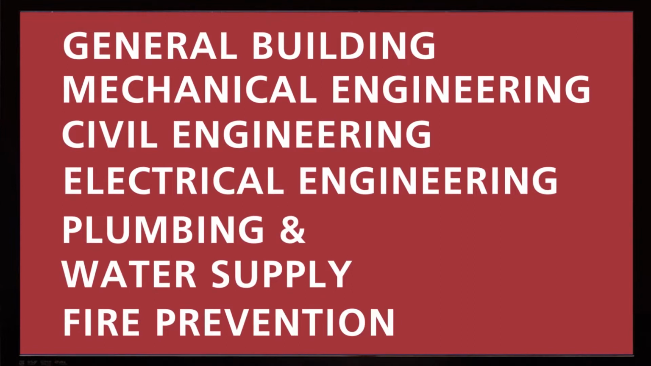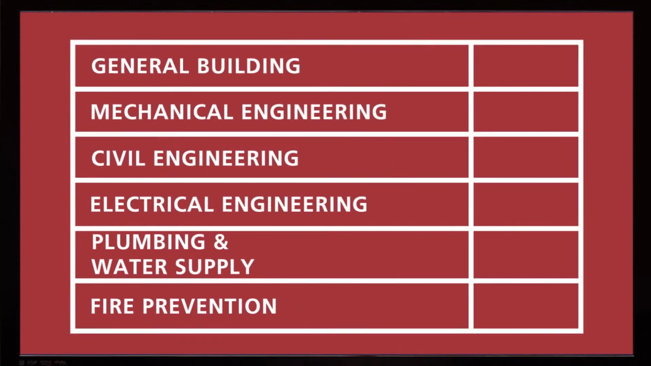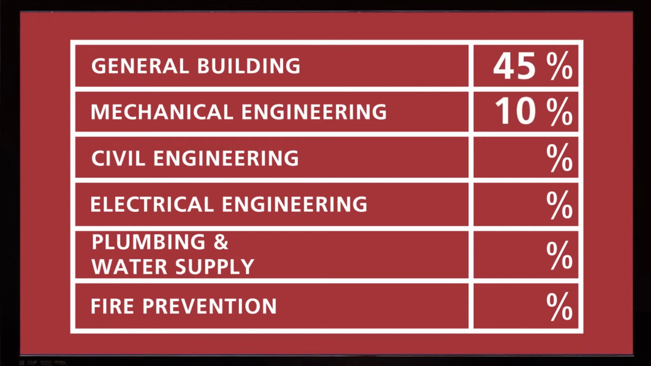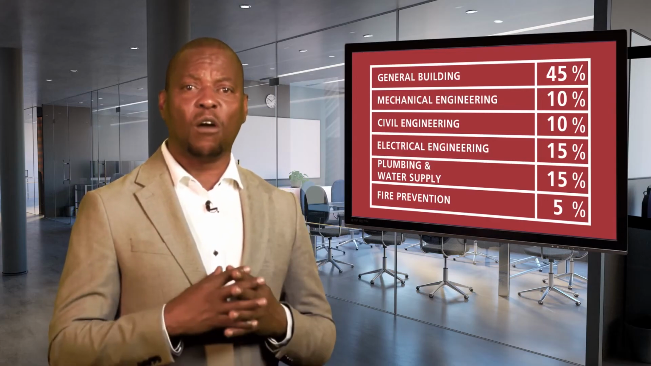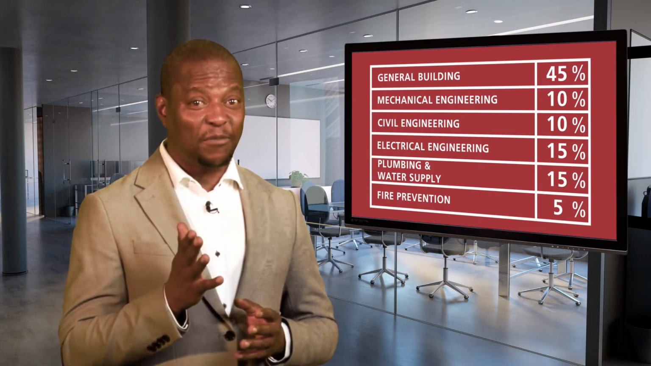When there are so many, how do you determine which class of works is appropriate to advertise a project in? For a project like this, we can work out the percentage or size that each class of works involves, and it will look like this. General building, 45%. Mechanical engineering, 10%. Civil engineering, 10%. Electrical engineering, 15%. Plumbing and water supply, 15%, and fire prevention, 5%. Together, they make up 100% of the project. You can count it if you don't believe me.